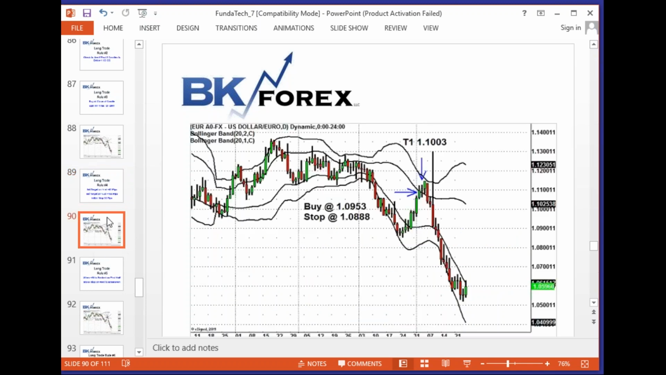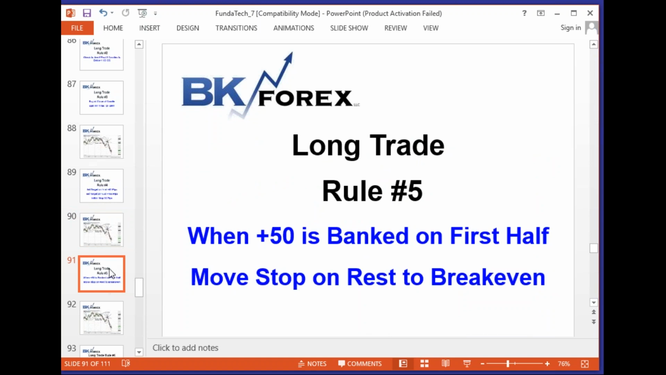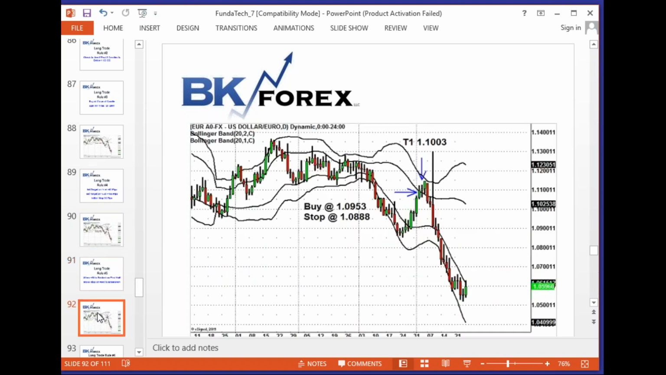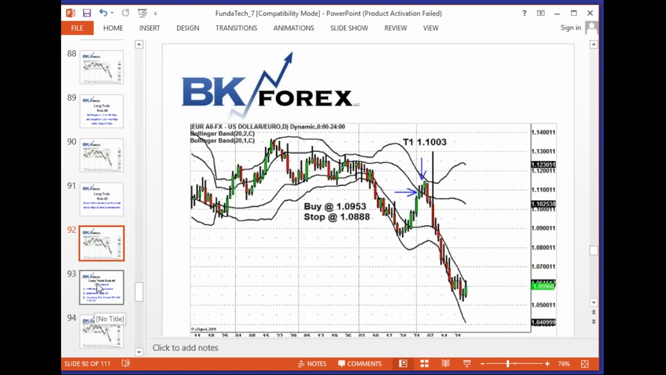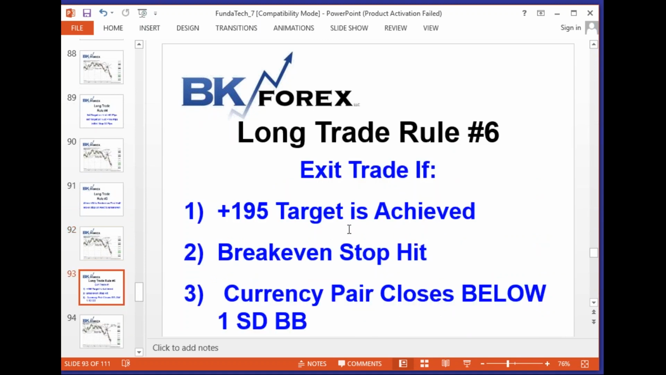So here you can see in this example that only our first target's reached. Then it reverses and stops us out at break even. So we made 50 pips in the position, which I think is pretty good in and of itself. When 50 pips is banked in the first half of the position, move stop on the rest to break even. So here our first target was reached. And you exit the trade either when your plus 195 target's reached, break even stop is hit, or the currency pair drops below the first standard deviation Bollinger Band.